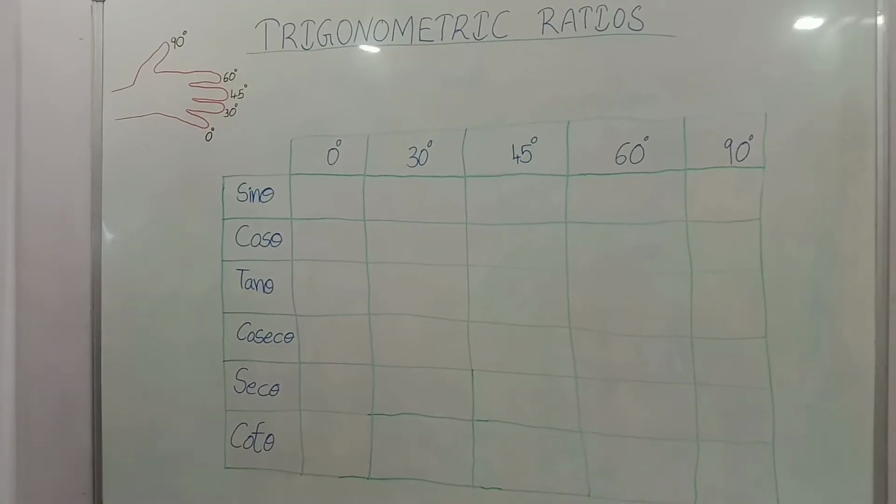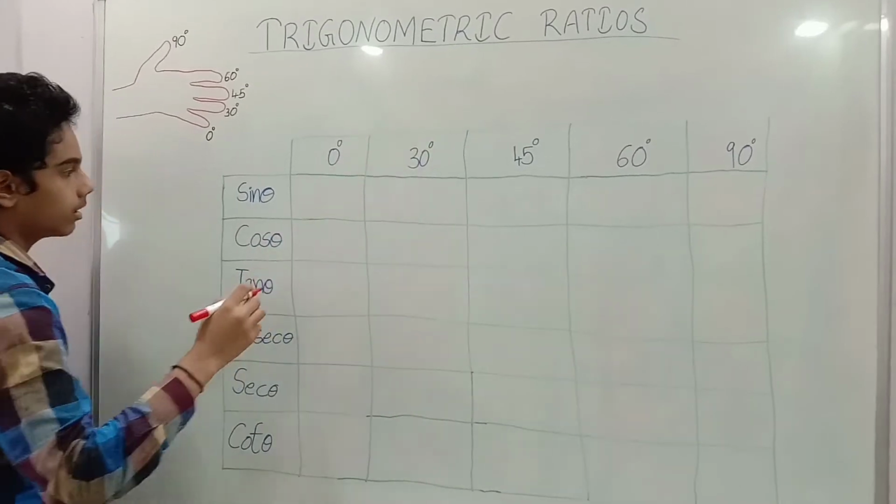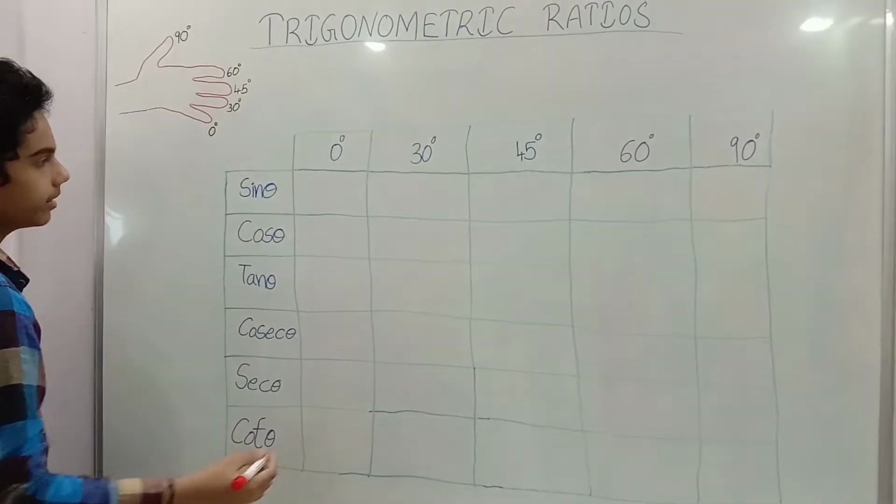The ratios of sides of a right angle triangle are known as trigonometric ratios. Now let's write the values of trigonometric ratios.